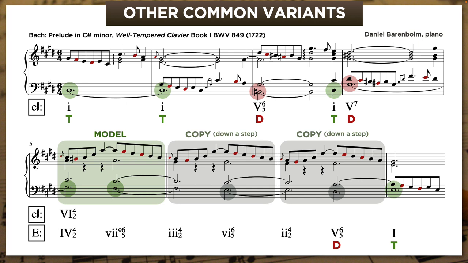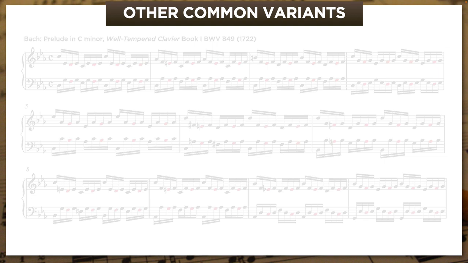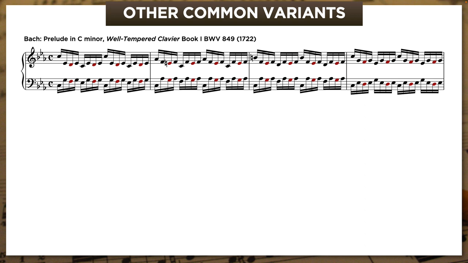So if you happen to like your keyboard pieces with more notes than this one, you'll be pleased to see that our next example is the C minor prelude from the same book. We saw the first 4 bars of this one back in video 29 when we were talking about functional cycles over tonic pedals.